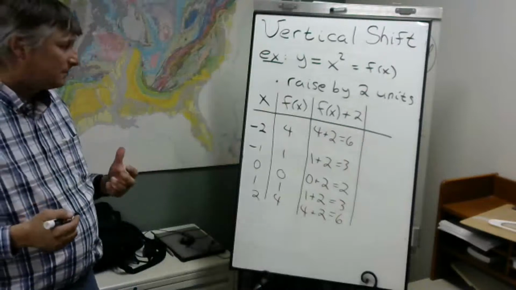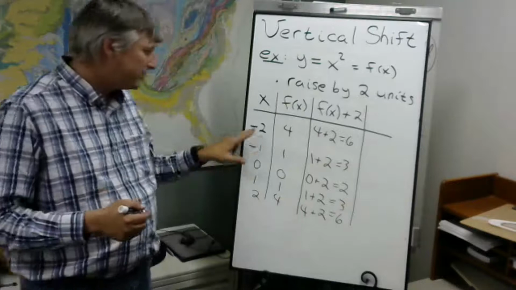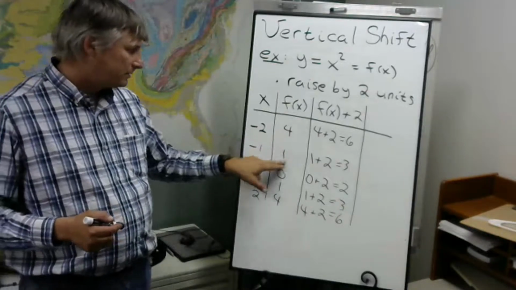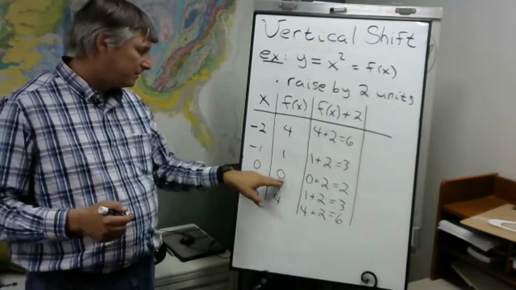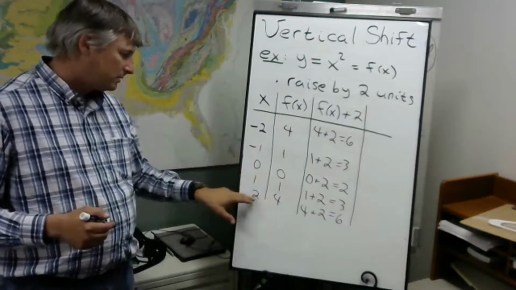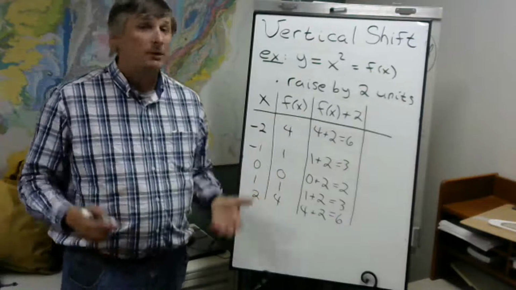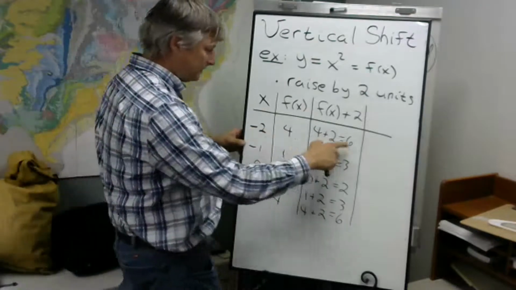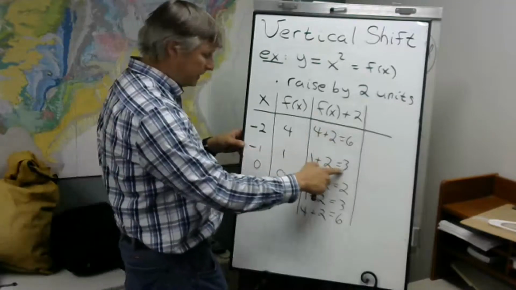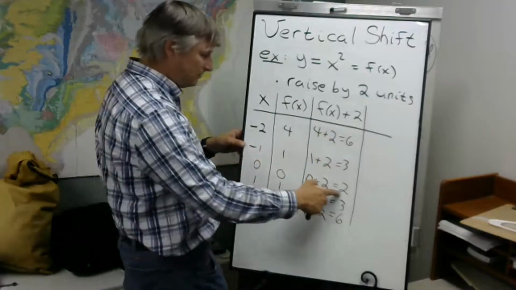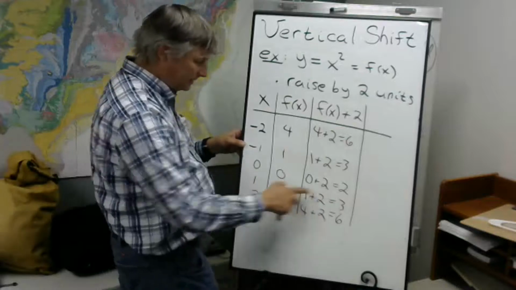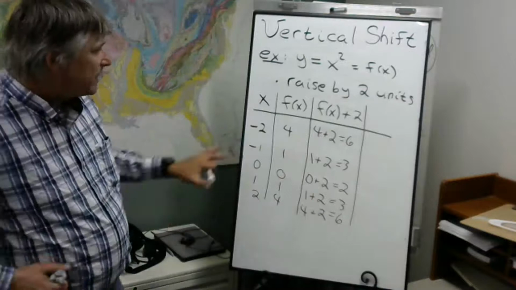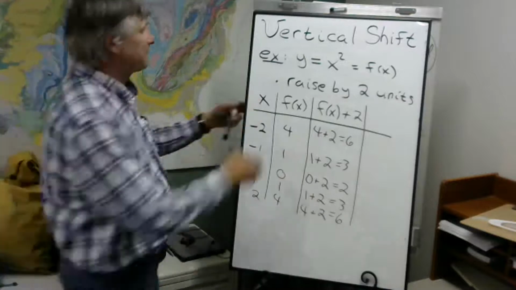So what this means, we come up with our ordered pairs. We usually have -2 and 4, -1 and 1, 0 and 0, 1 and 1, 2 and 4. But now the ordered pairs will become -2 and 6, -1 and 3, 0 and 2, 1 and 3, 2 and 6. So I'm going to graph both sets of ordered pairs.